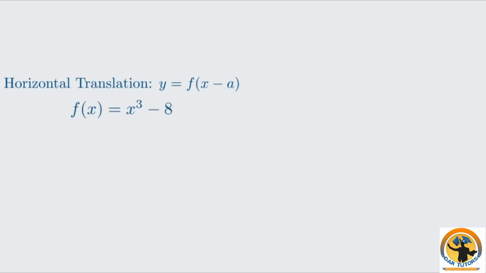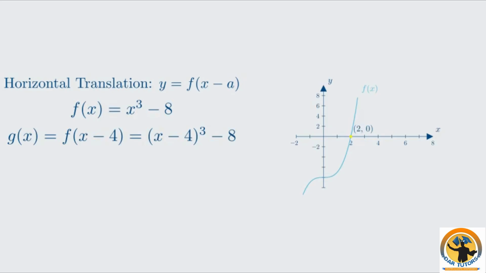Let's use our base function again, f of x equals x cubed minus 8. Consider g of x equals f of (x minus 4). This means we replace every x in f of x with x minus 4. So g of x equals the quantity (x minus 4) cubed, minus 8. Notice that the graph has shifted 4 units to the right. The point (2, 0) on f of x moves to (6, 0) on g of x.